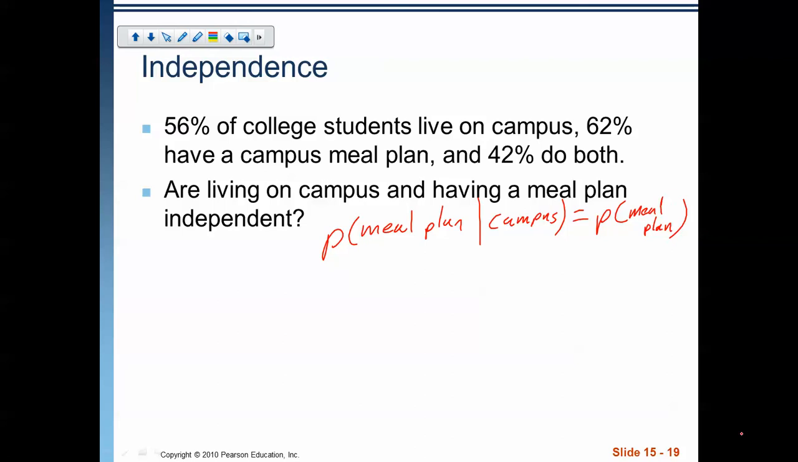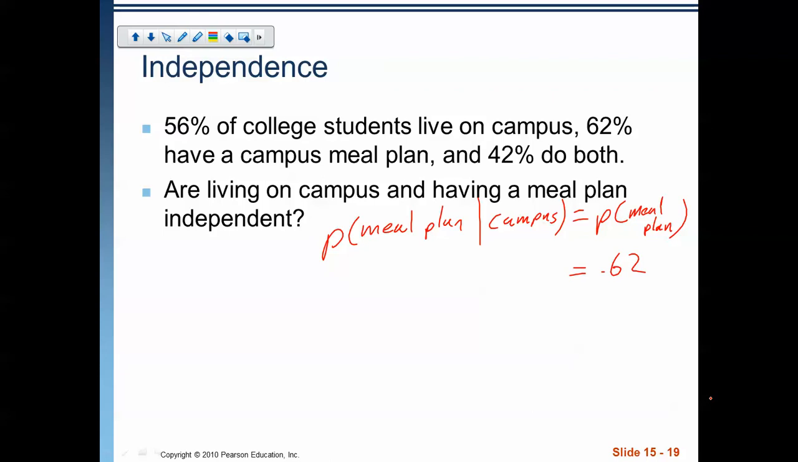So again, in English, representing that information: does the probability of having a meal plan, given that I know they live on campus, change the probability of whether or not they have a meal plan? Okay, so what information do we know? We don't know this yet. What's the probability that they have a meal plan? 62%, 0.62. Okay, so that's 0.62. We need to calculate this one.